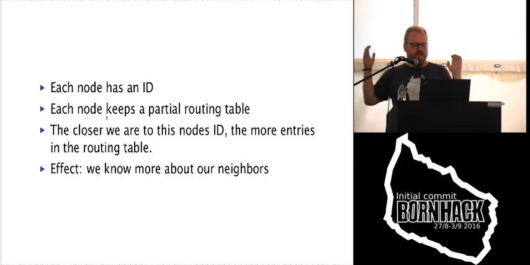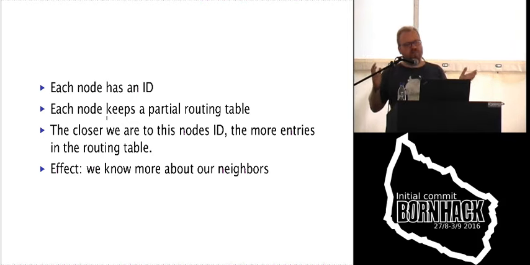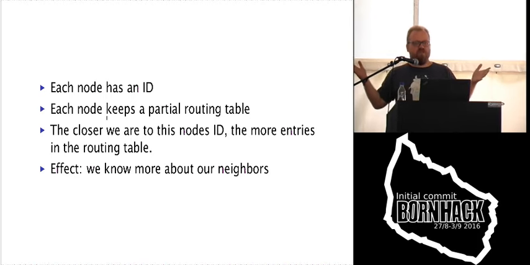And the idea is that each node couldn't keep a complete routing table, because the complete routing table is in the millions of nodes, right? So because it's in the millions of nodes, you could not keep the complete table. So you keep a partial table on each node.